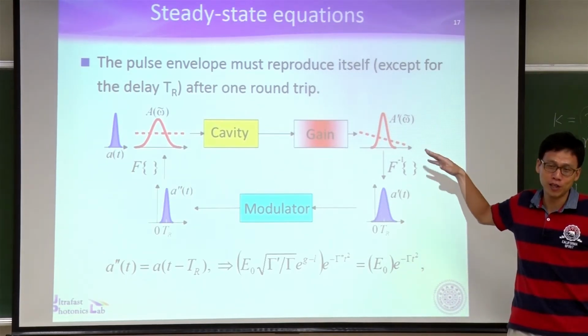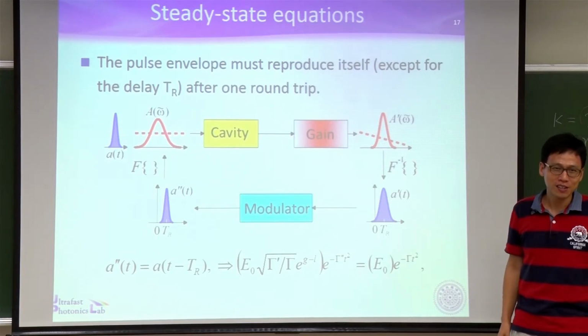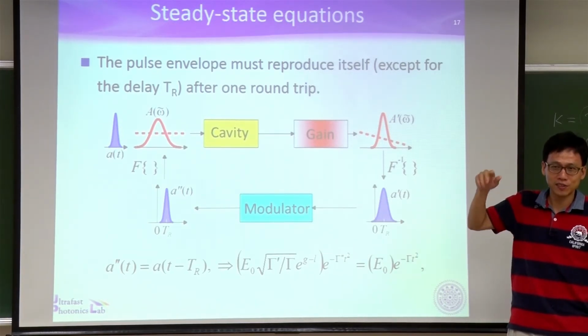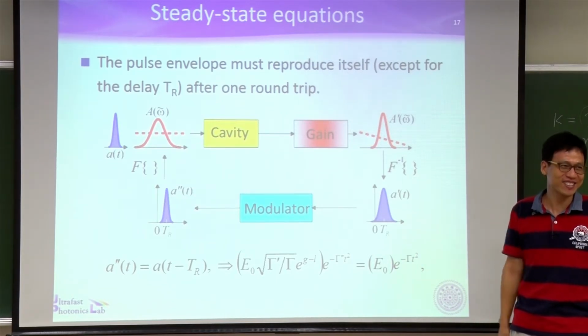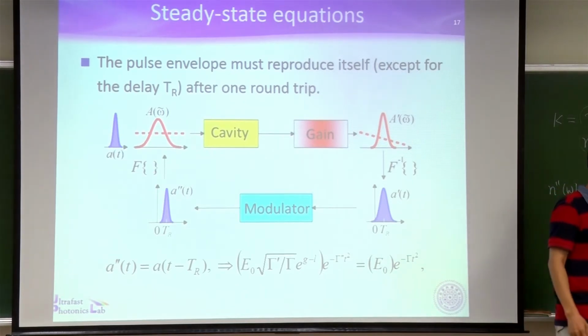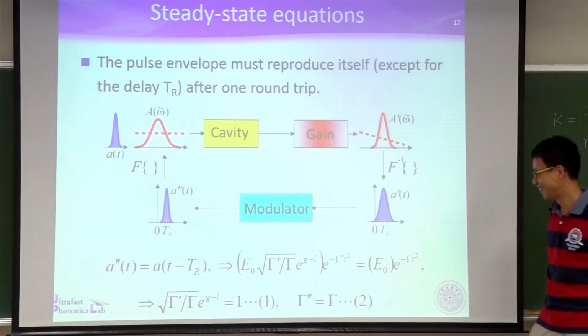From the very first slide, we know there are two unknowns. Steady state pulse width, steady state amplitude. But you have only one equation. You have two unknowns. It seems not promising, right? But in reality, you have two equations.